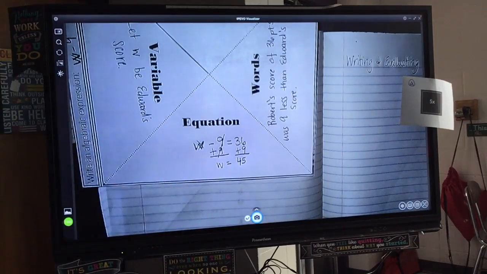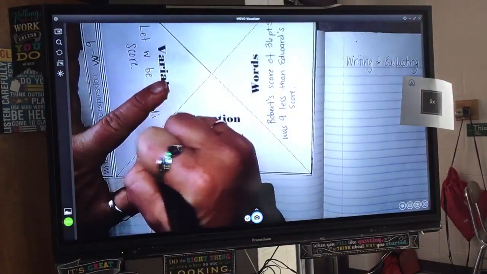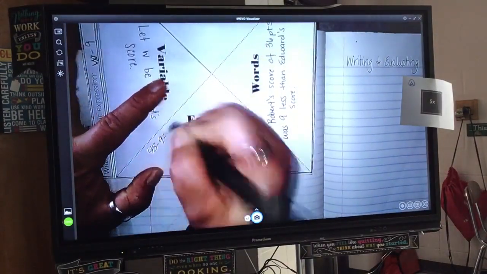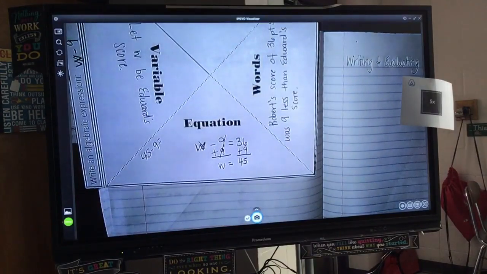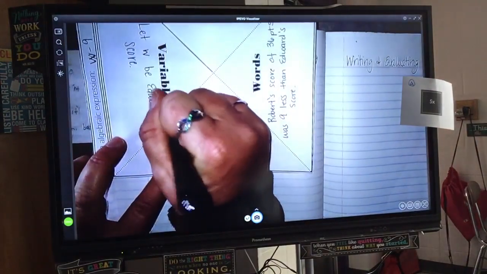So then, now that we know what W equals, can we plug it in and check our work? All right, so I'm gonna do 45 minus 9 gives me what? 36.